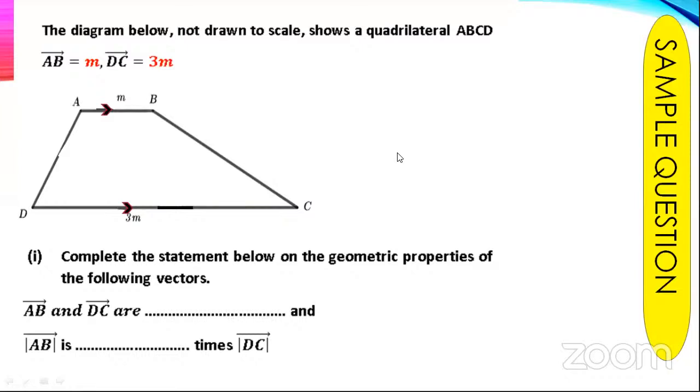Davia is now saying scalar multiples. Davia, tell us what you're talking about when you say scalar multiples. Go ahead. So tell us what would you say then? Which one is really a scalar multiple? All right, Davia is saying, Miss, AB is 1/3 of DC. Yes, I love it. Davia, she's on the ball.